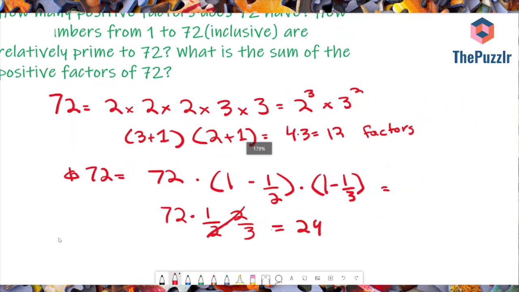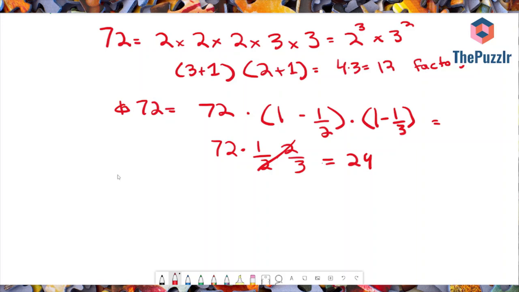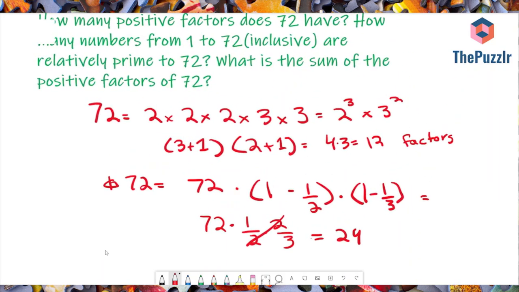Remember, a relatively prime number is just a number that when you take the greatest common factor of 72 and that number, it's going to give us 1 if the numbers are relatively prime. Okay, what else is the problem asking? What is the sum of the positive factors of 72?